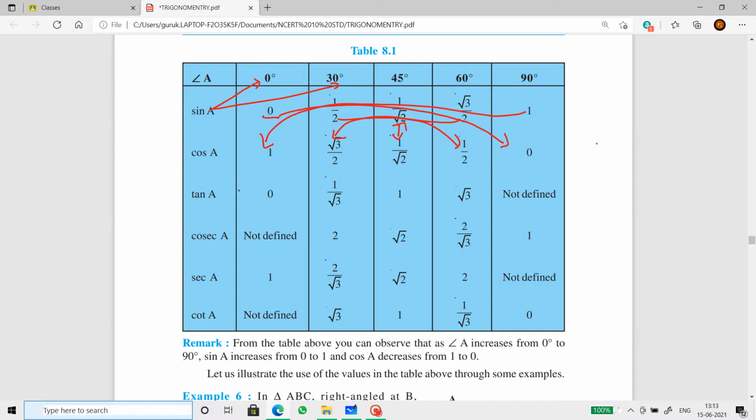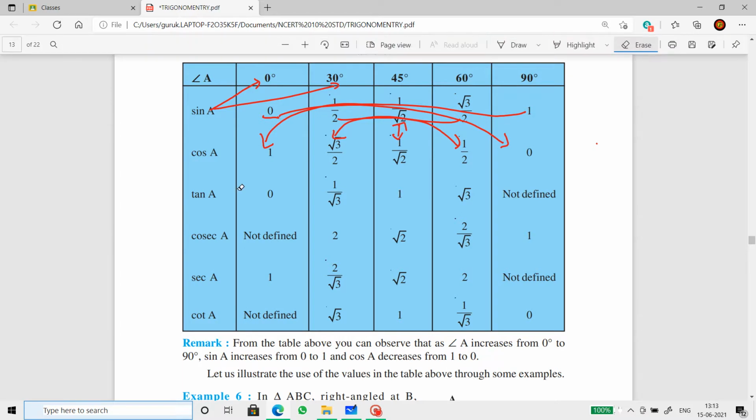90 of sine will go to 0 of cos. 60 of sine will go to 30 of cos. 45 of sine will remain the 45 of cos. 30 of sine will go to 60 of cos. 0 of sine will go to 90 of cos. Alright, so that is with regard to sine.